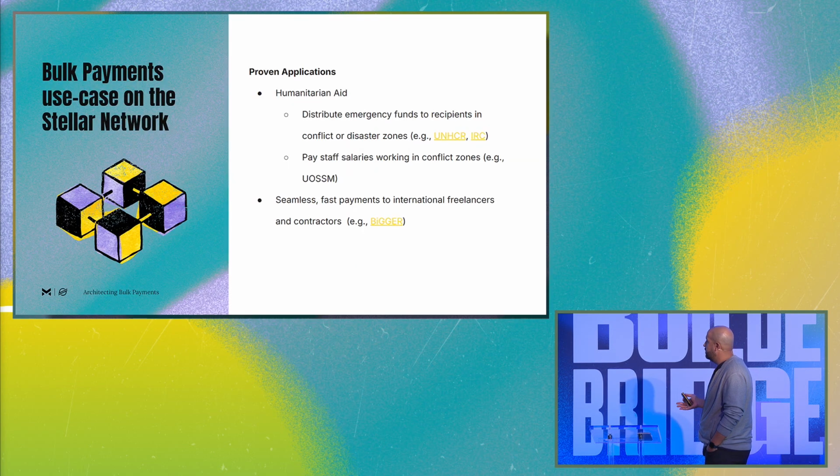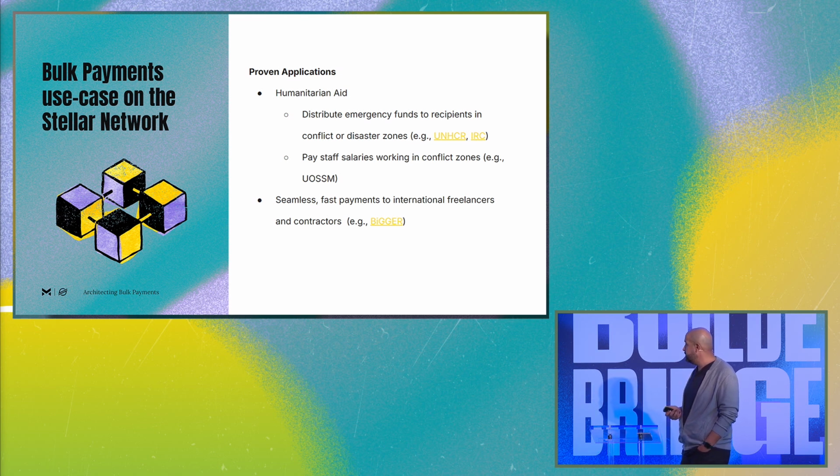I wanted to start with the proven applications of bulk payments. These are the ones that we worked on and where the SDP is currently being used or in the process of being used. The first section, and probably one of the greatest ones, is the humanitarian aid portion. The SDP is being used for distributing emergency funds to recipients in conflict or disaster zones, whether with UNHCR or with IRC.